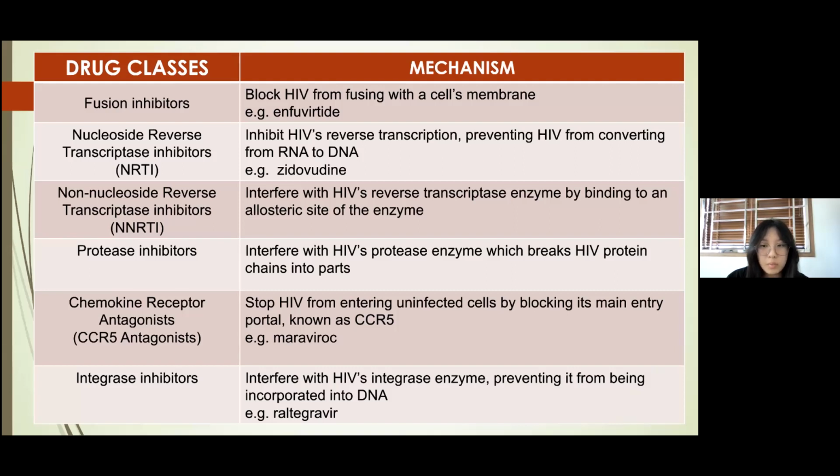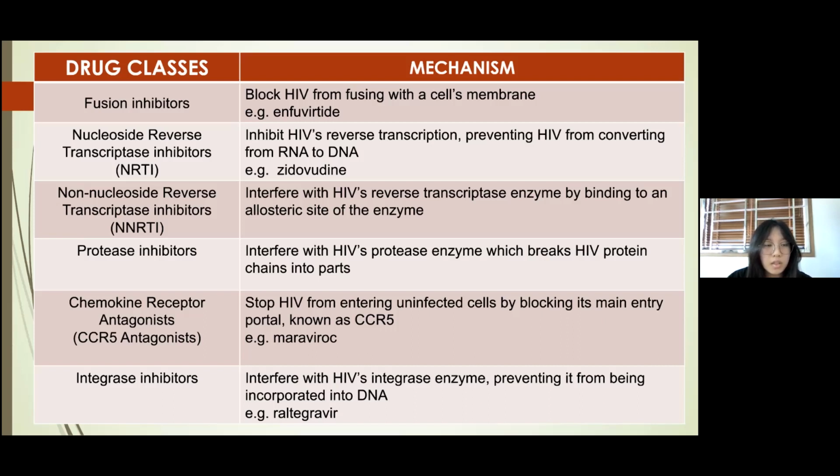So this table shows the 6 drug classes of HAART. The first drug class is fusion inhibitors, which blocks HIV from fusing with a cell surface. An example for fusion inhibitors is called enfuvirtide. The second drug class is nucleoside reverse transcriptase inhibitors, NRTI, which inhibits HIV's reverse transcriptase and prevents HIV from converting from RNA to DNA. The example for NRTI is zidovudine.